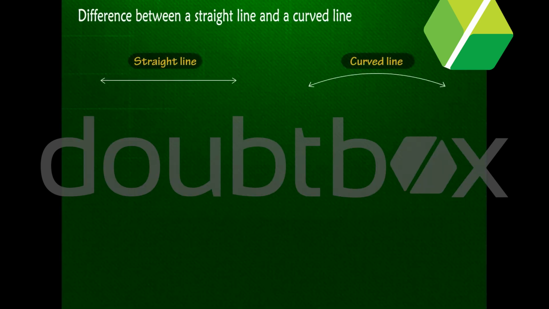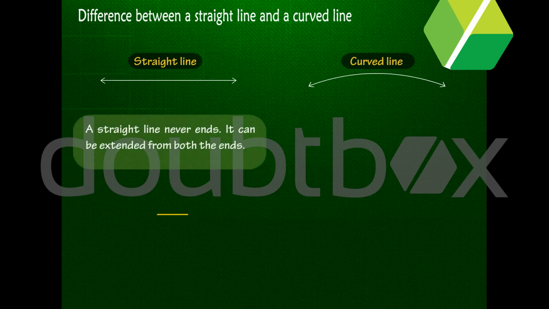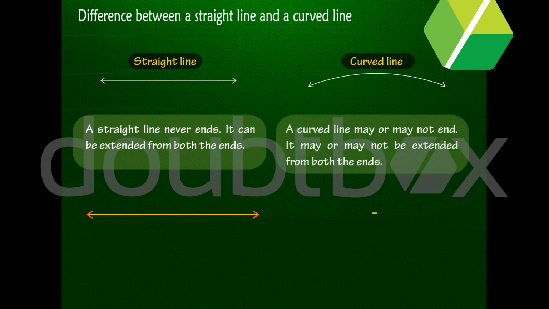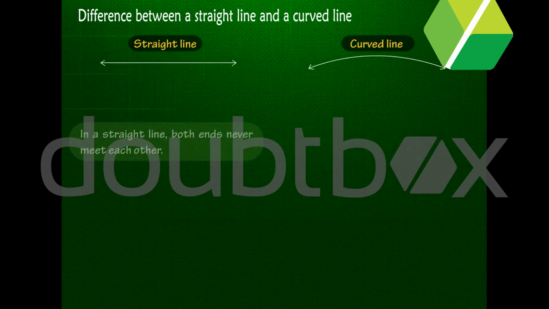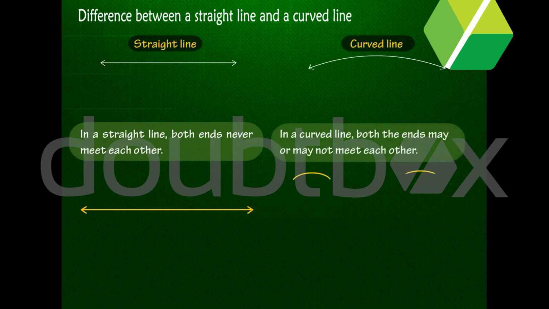Difference between a straight line and a curved line. A straight line never ends. It can be extended from both the ends. A curved line may or may not end. It may or may not be extended from both the ends. In a straight line, both ends never meet each other. In a curved line, both the ends may or may not meet each other.